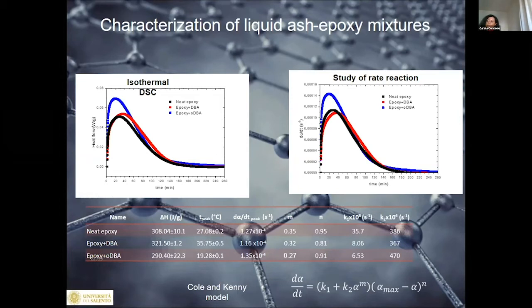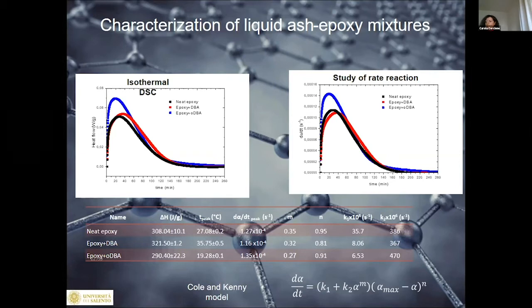For each mixture, we also wanted to calculate the isothermal rate of reaction, and we represented it in the graph on the right as a function of time. The table also reports the reaction rate peak and model parameters of the net epoxy and the composite resins, obtained by interpolating the isothermal reaction rate data with the autocatalytic model of Kamal and Sourour.